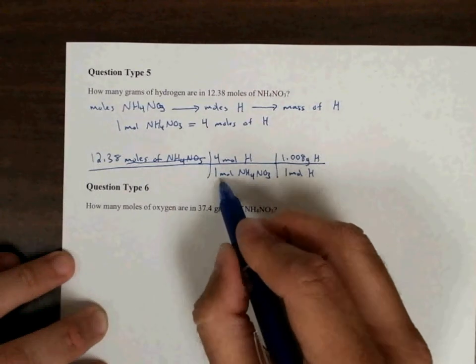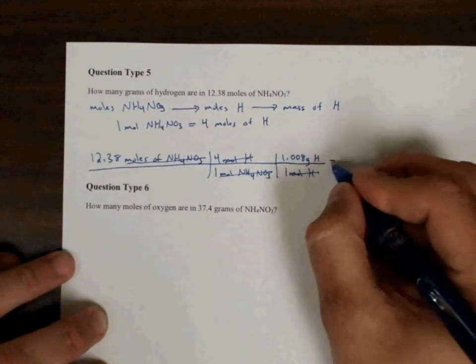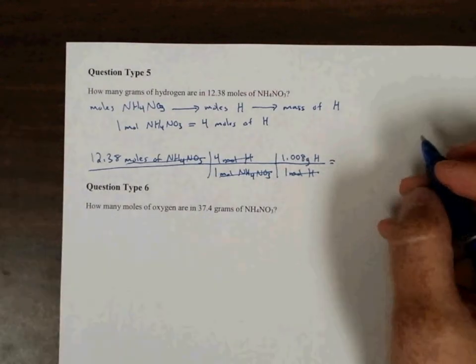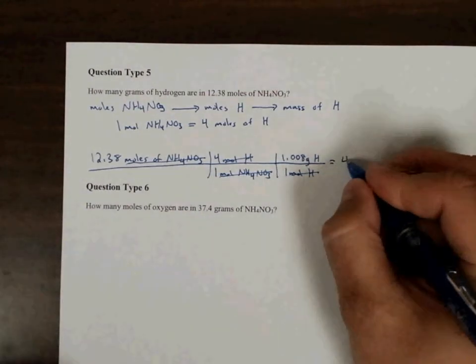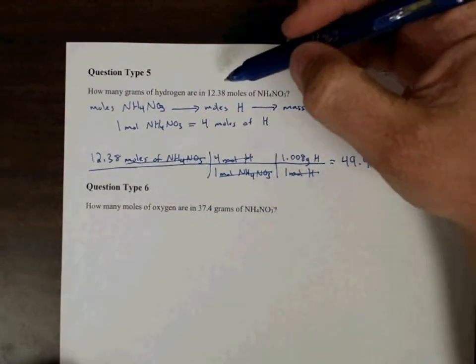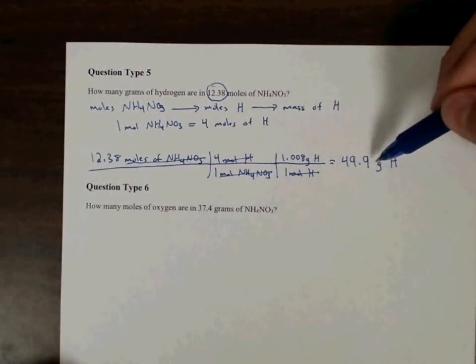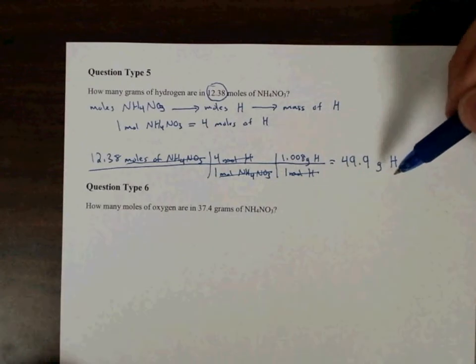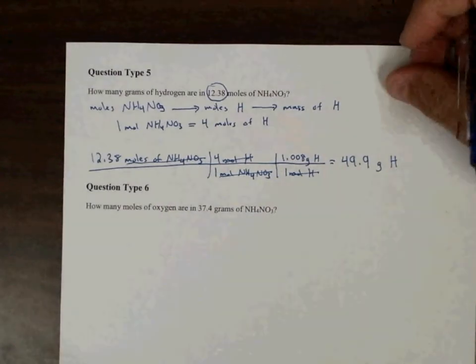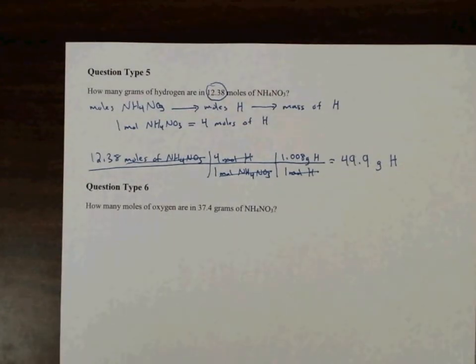If we look back here, the moles of NH4NO3 cancel out, the moles of hydrogen cancel out, we end up with mass of hydrogen. Plugging and checking this into our calculator is going to give us an answer of 49.9 grams hydrogen. Yes, please note that this question does give you 4 significant figures. Your answer should be to 3 significant figures, because every answer in my homework sections is typically 3 significant figures.